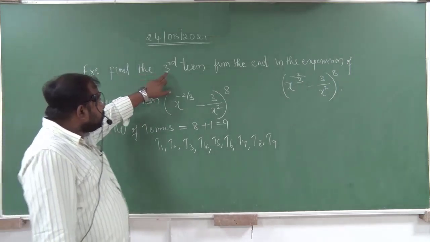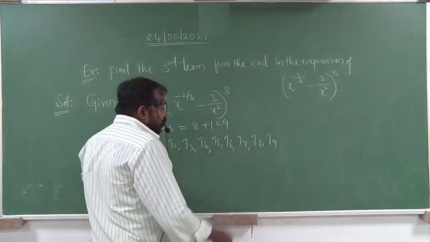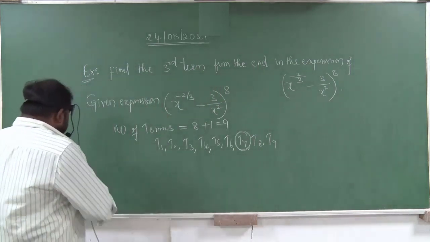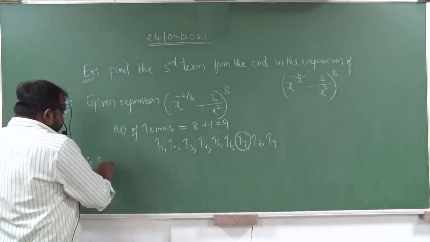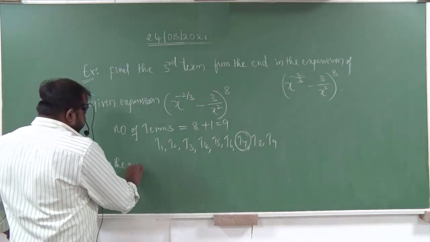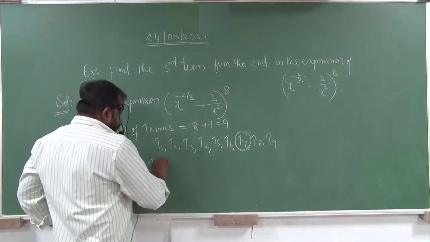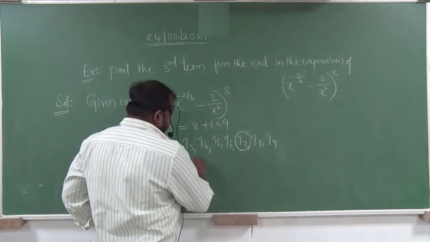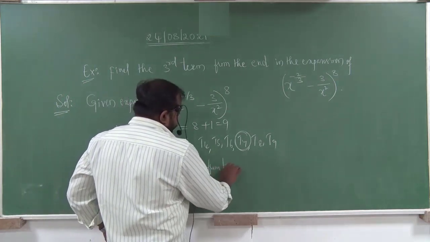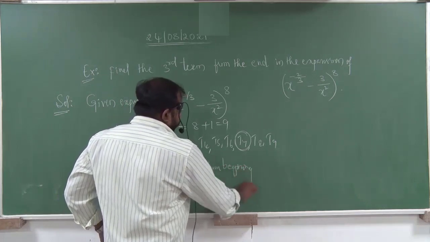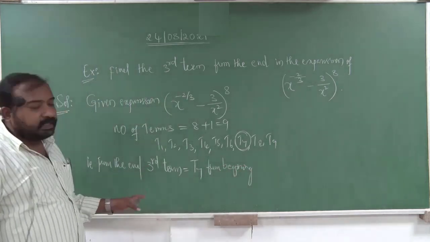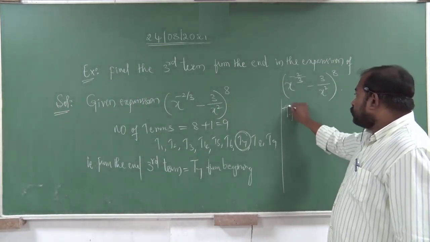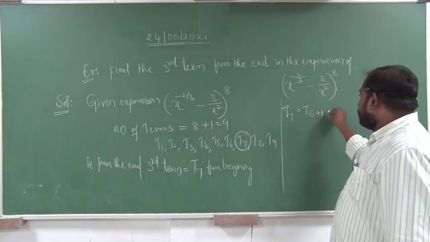Find the third term from the end. So from the end, third term means T7. So the third term from the end is equal to T7 from the beginning. Got it? So from the beginning, we have to find the T7 term. Then calculate. Therefore, T7 is equal to T6 plus 1.